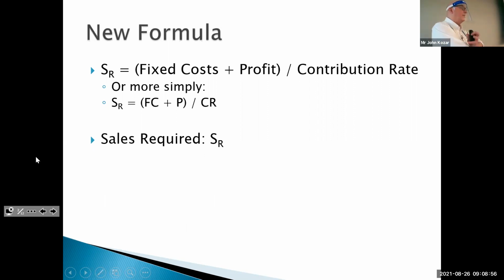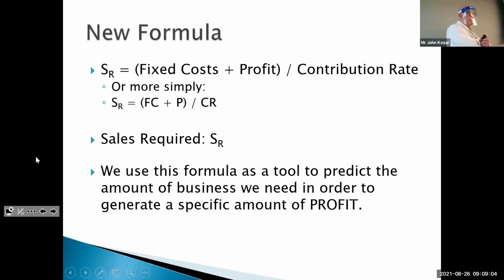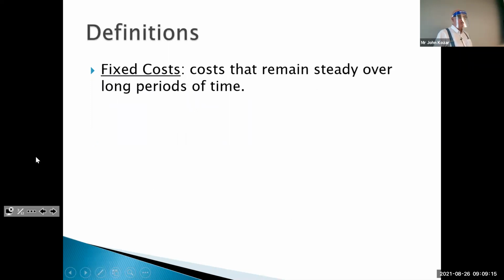Now, in order for this to be 100% true, we have to make some assumptions. But this will be used as a tool to predict how much business we need to have in order to make a certain profit. Okay, so fixed costs, we have defined that already as costs that remain steady over long periods of time. So they probably won't change over a period of 6 months to a year, at least not significantly.